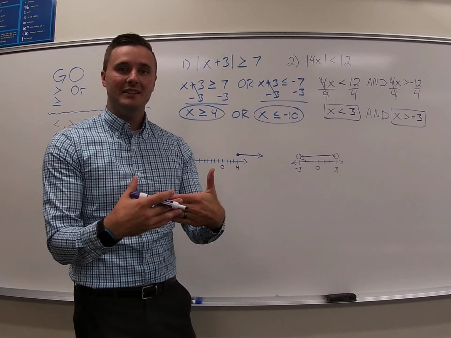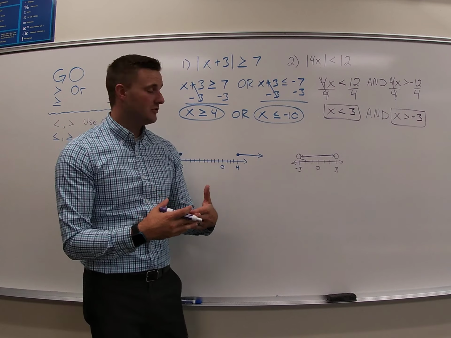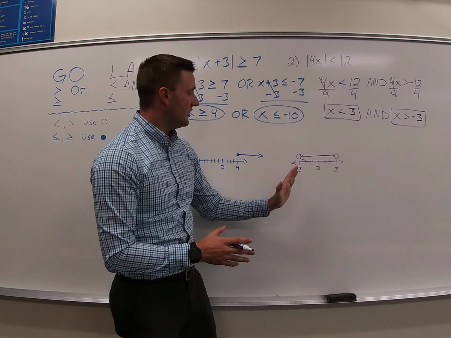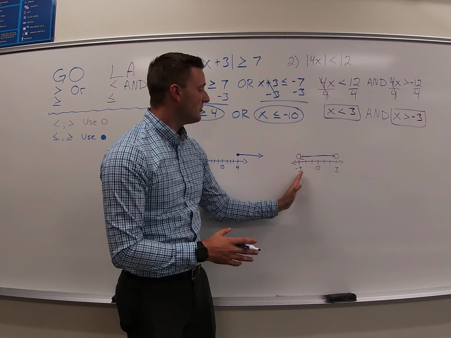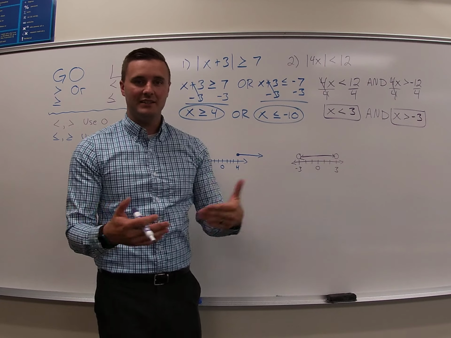Notice how they meet together. And so how we would read this solution is that all of my solutions, all the values of x that are possible in my original absolute value, are going to be somewhere between negative 3 and positive 3. So they meet together.